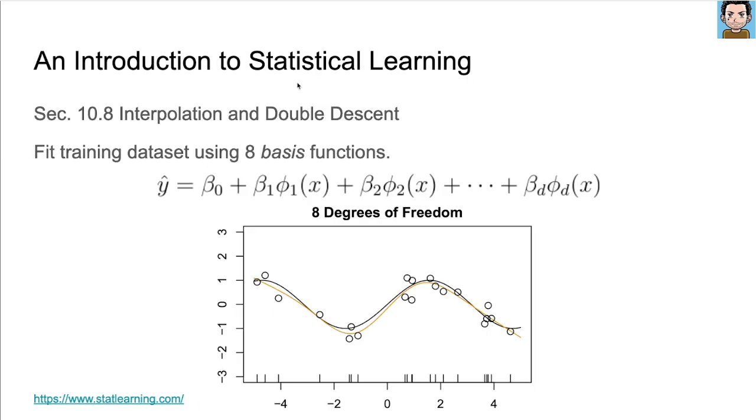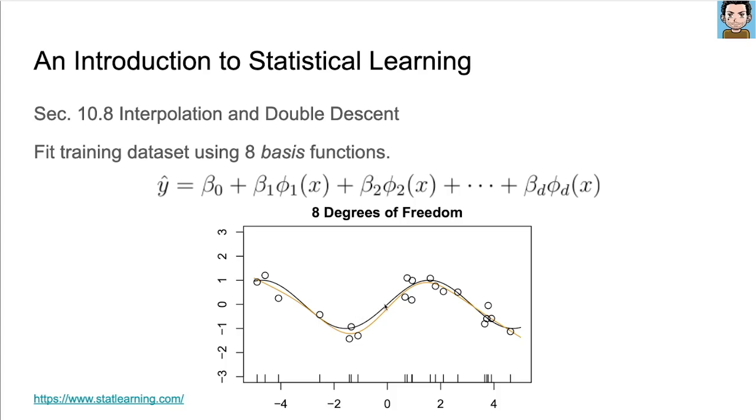The final resource I'm going to cite is the Introduction to Statistical Learning book. I will use an example from section 10.8. In this example, we have a training set of 20 samples. These are the black circles here. The black curve denotes the ground truth. The yellow or orange curve denotes the learned model.